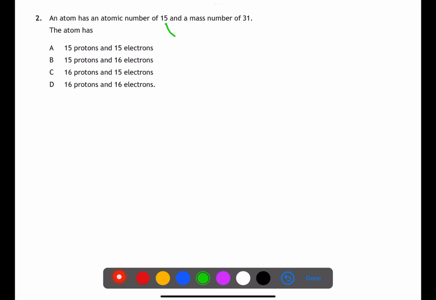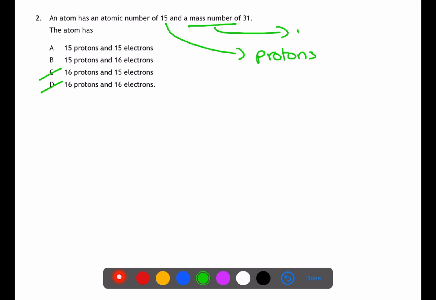Question 2. An atom has an atomic number of 15. This means that it has 15 protons. Therefore, we can eliminate C and D as options. The question also gives you information about mass number. Mass number tells you how many protons and neutrons there are added together. There is no mention of neutrons in the answers, therefore you can ignore this piece of information. The final part of the question says that this is an atom. Atoms have the same number of protons and electrons, therefore A is the answer.